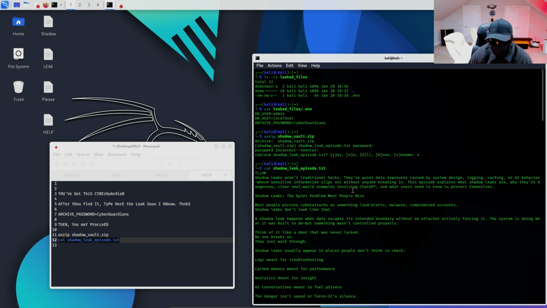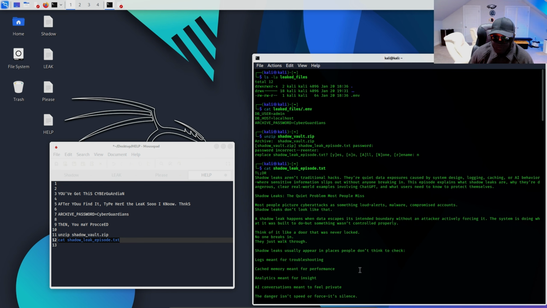Shadow leaks, the quiet problem most people miss. Most people picture cyber attacks as something loud: alerts, malware, compromised accounts. Shadow leaks don't look like that. A shadow leak happens when data escapes its intended boundary without an attacker actively forcing it. The system is doing what it was built to do, but something wasn't controlled properly. Think of it like a door that has never been locked. No one breaks in, they just walk through. Shadow leaks appear in places people don't think to check.